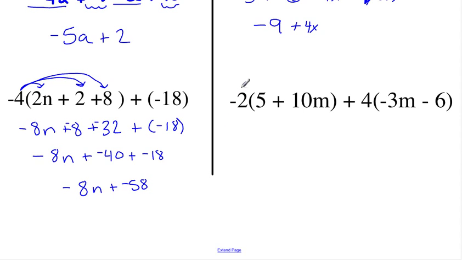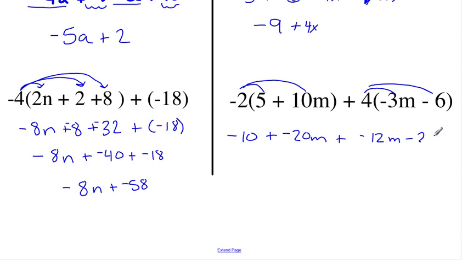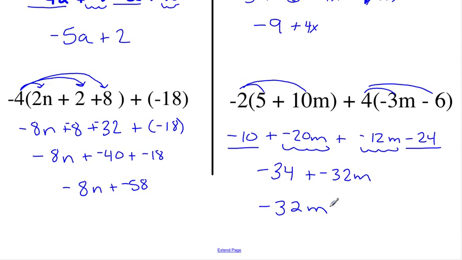Last problem. Now I'm going to multiply this out. Notice this is 1 with 2. This is a negative 10 plus negative 20m. Multiply the 4 out, negative 12m minus 24. Now I'm going to combine my like terms. I have a negative 10 and a negative 24 to give me negative 34, negative 20, and a negative 12 to give me negative 32m. Again, I can switch this around so the m comes first if my machine catches up here. But either one of these answers would be acceptable.